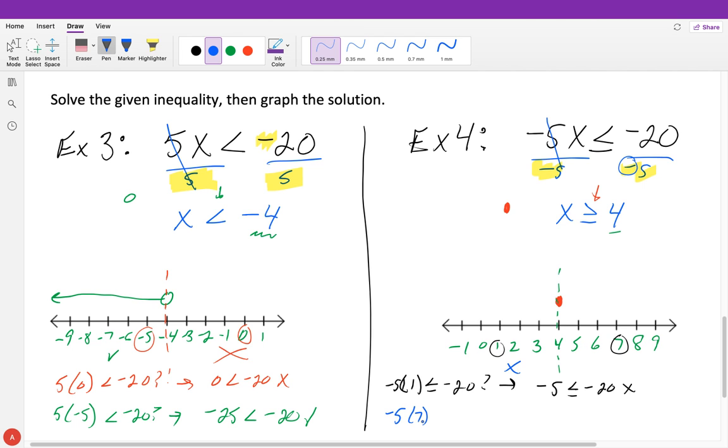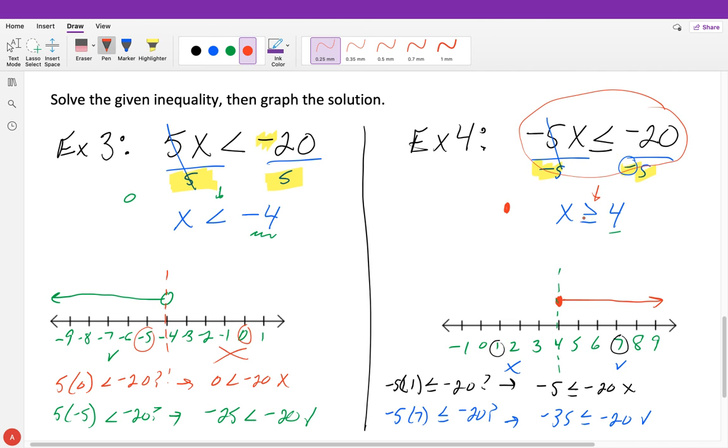So negative 5 times 7, is this less than or equal to negative 20? And negative 5 times 7 is negative 35. And negative 35 is less than or equal to negative 20. So that means that this solution does work. All right, so that means my graph is then going to go in this region. Now, you see I plugged this back into my original problem. If you plug it back into your original problem, you can maybe catch some of your mistakes if you didn't flip your inequality, or if you made some mistakes somewhere. So it's important that we plug it back into the original. All right.